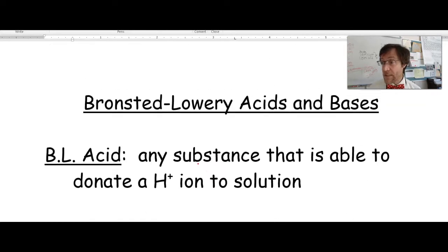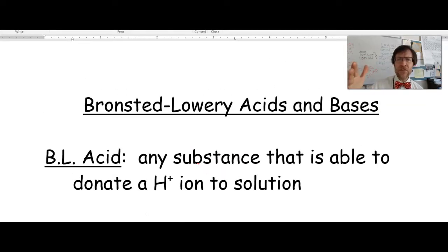Oh, look at this. Something new. So look, everybody thought that was great. Arrhenius figured it out. You throw something into water, it makes a hydrogen ion, it's an acid. You throw something into water, it makes hydroxide, it's a base. But then someone was like, yeah, but sometimes not. And here's the problem. Well, the problem was this thing.